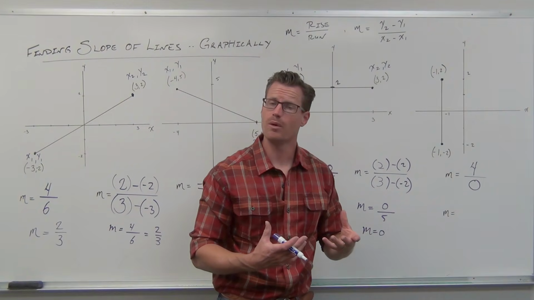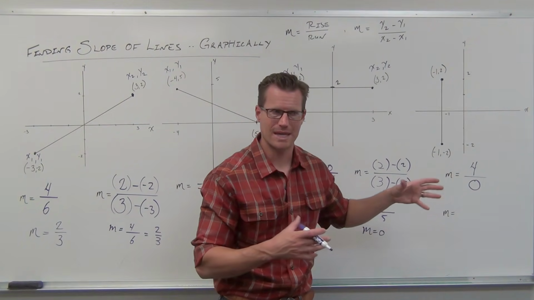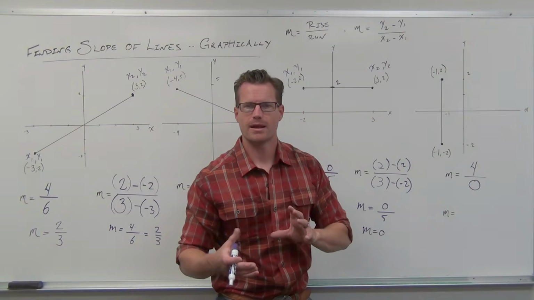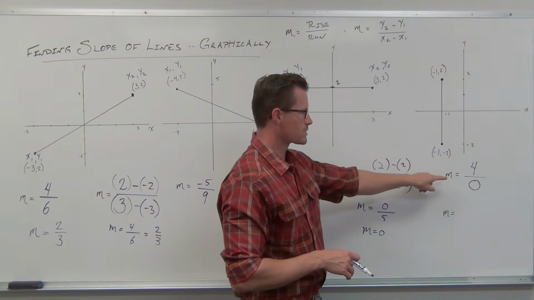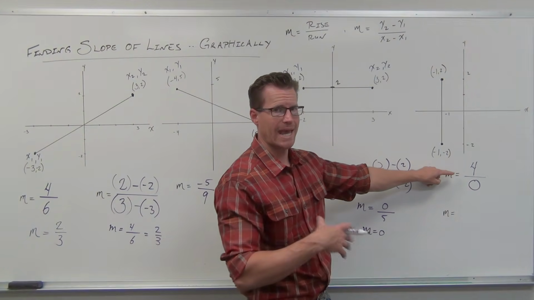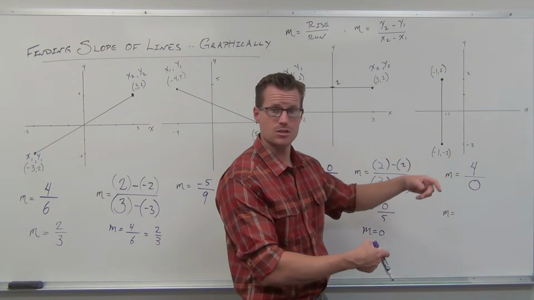If you want a little help on that, I'll give you it just after this. If you're like, why can't you divide by 0? If you've forgotten that, hang on for about a minute and we'll talk about that, why we can't do this. So this right here, that's undefined. You cannot divide a number by 0. We'd say slope is undefined.